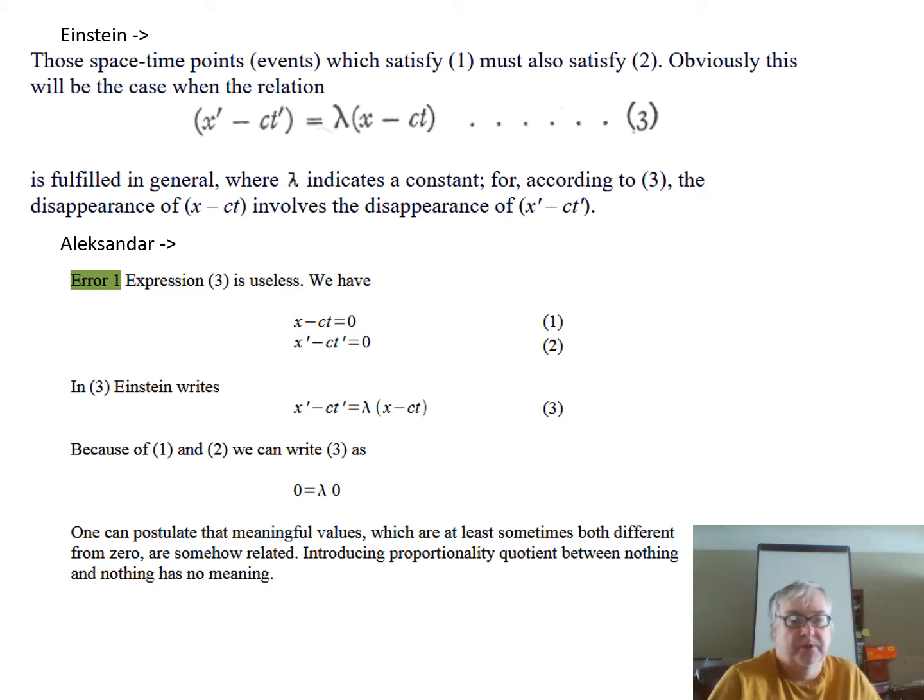Alexander says expression 3 is useless, and he cites equation 1 and 2 again, and then he says, from equation 3, because of equation 1 and 2, we can write equation 3 as 0 equals lambda times 0. One can postulate that meaningful values, which are at least sometimes both different from 0, are somehow related. Introducing a proportionality quotient between nothing and nothing has no meaning.